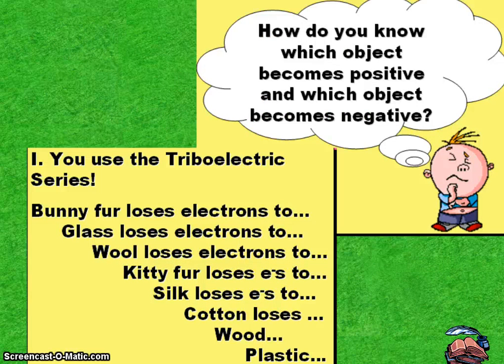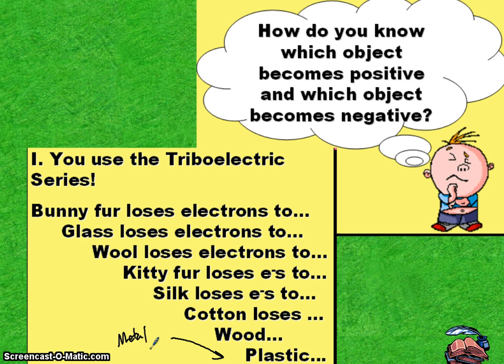Okay? So we ask the question, how do we know how much charge something has? It's been determined experimentally, this thing called the triboelectric series. The triboelectric series has to do with how much something wants to either gain or lose electrons. On this list, it goes bunny fur, glass, wool, kitty fur, silk, cotton, wood, plastic, and, sorry, down way at the bottom underneath plastic, and I actually cut it off on the bottom for the video. So down there it says metal.